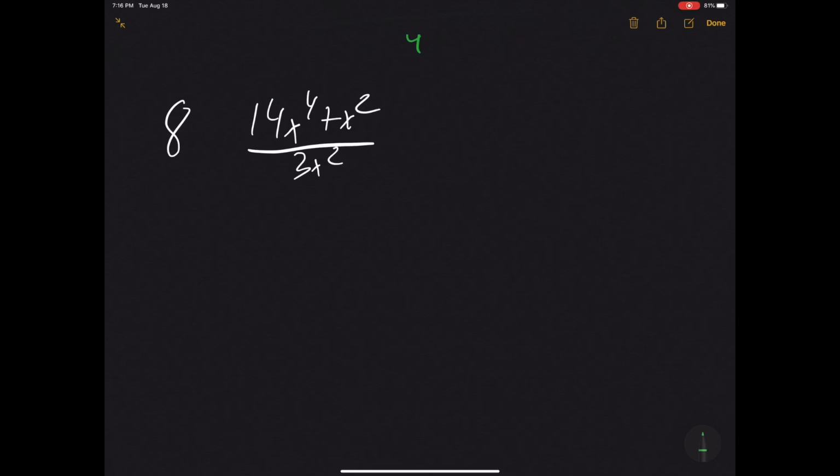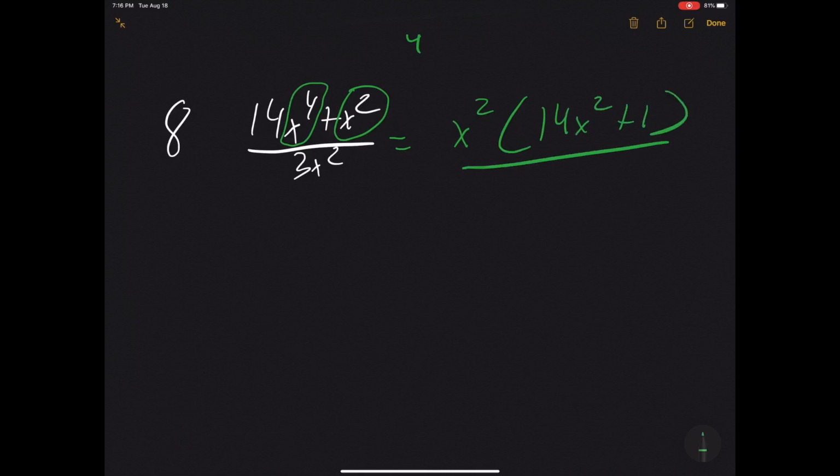Number 8, we just want to simplify this. We want to make it look a little prettier. So what I do is I'll factor the numerator and the denominator and see where we're at. I see that we have 4x's here and 2x's here, so I can pull 2x's out on the top and get x squared times 14x squared plus 1 over 3x squared. And now that I have multiplication in my problem, I can start to cancel things in the denominator and the numerator. Namely, I see that I have an x squared here and an x squared here, so they can go away. And my solution is 14x squared plus 1 over 3.